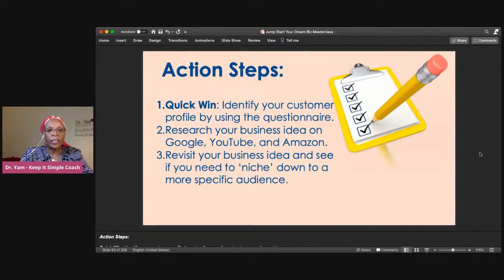So at the end of lesson 4, your quick win is you now have an ability to identify that customer profile by using maybe a questionnaire, or doing some deep diving into online communities, or checking out other social media platforms, or just even in your local neighborhood. You want to research that business idea using different search engines like Bing and YouTube and Amazon, even Reddit for that matter. And revisit the idea and see if you need to niche it down to get to a more specific audience. The data is going to help you quite a bit.